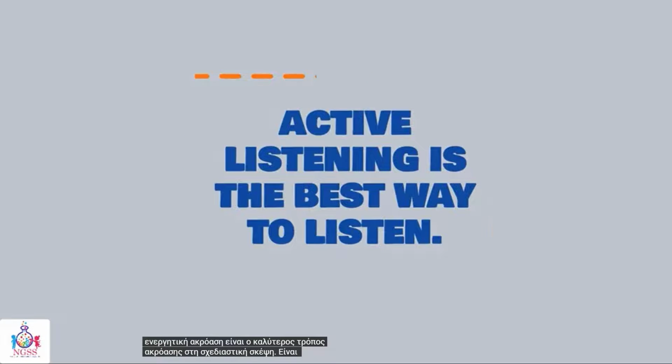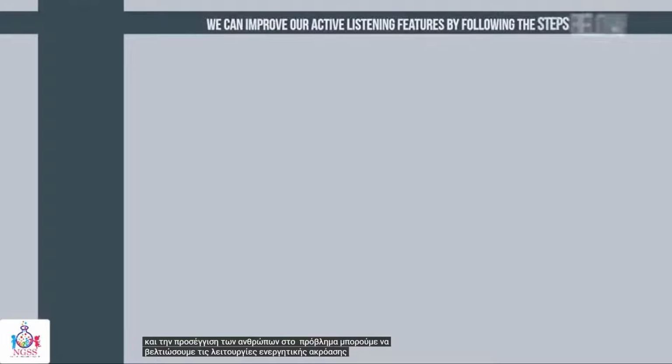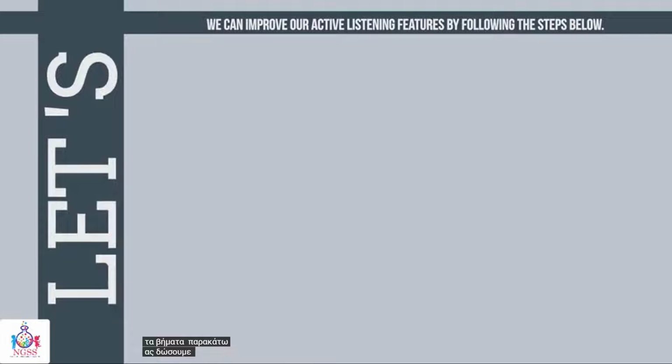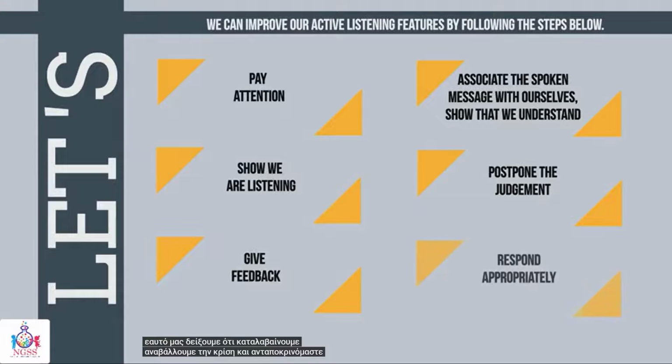In design thinking, it is very important to understand the problem and people's approach to the problem. We can improve our active listening features by following the steps below. Let's pay attention, show we're listening, give feedback, associate the spoken message with ourselves, show that we understand, postpone the judgment, and respond appropriately.